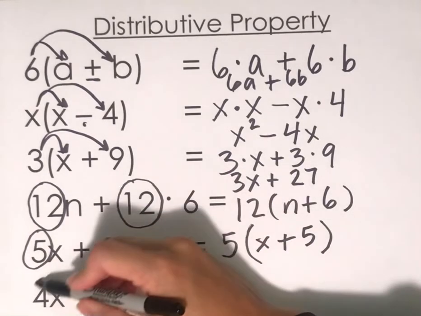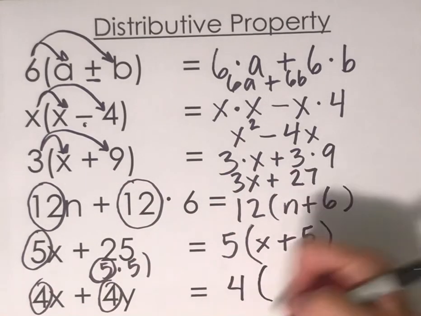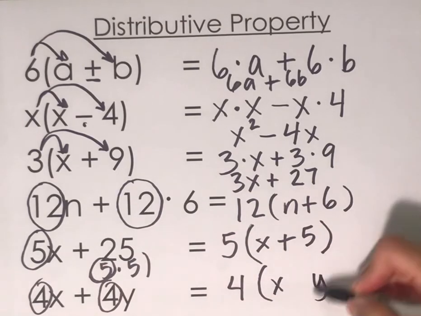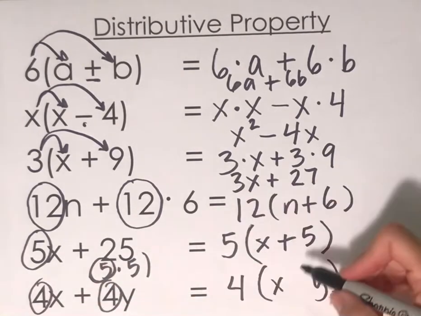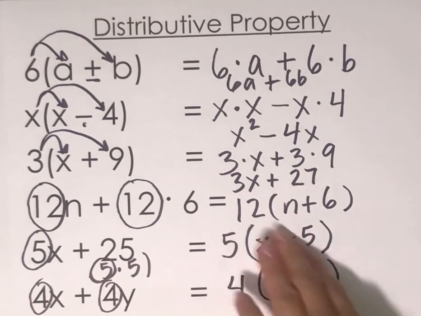All right, now this one again, common factor. I see that I have a 4 on both sides, so that comes out. What's left is the x and the y, so that goes inside the parentheses. And since I'm adding, that goes between the two. So I have 4x plus 4y.